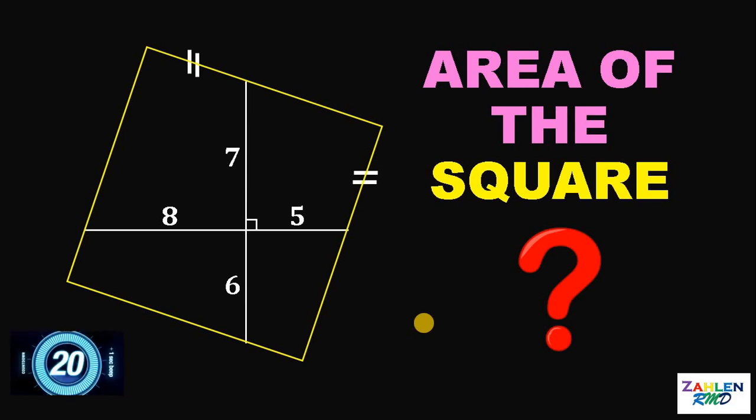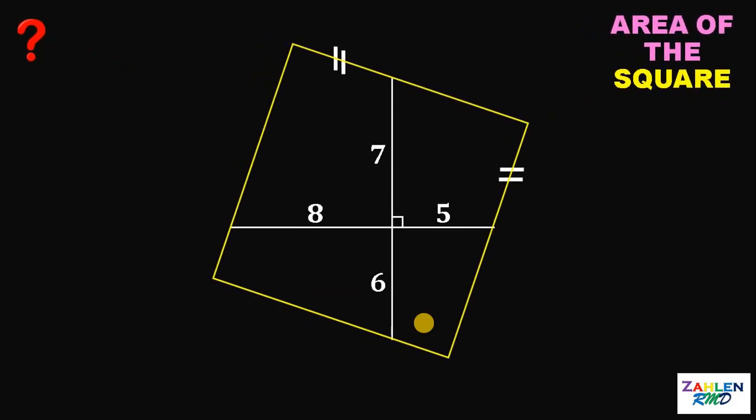Time's up. Now, let's answer this question together. In this question, our goal is to find the area of this yellow square. Given this information, such that these two segments are equal and we have 5 units, 6 units, 7 units, and 8 units. Now, how are we going to answer this question?